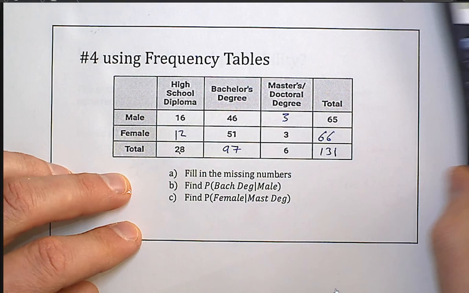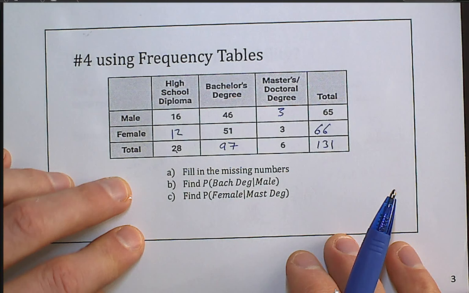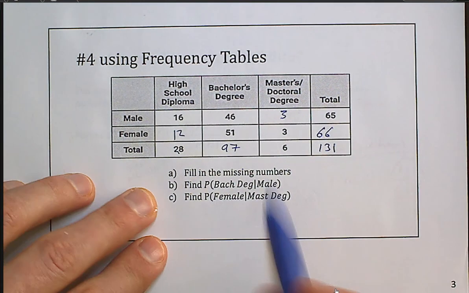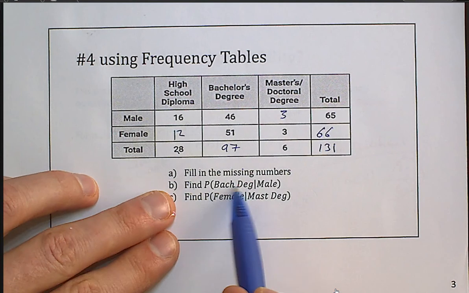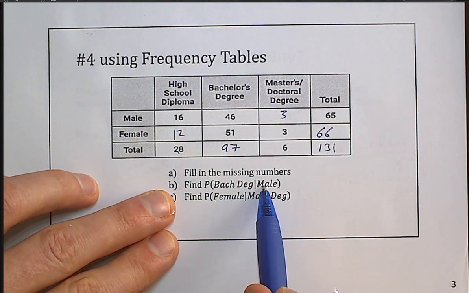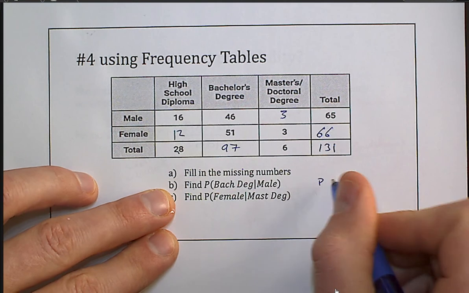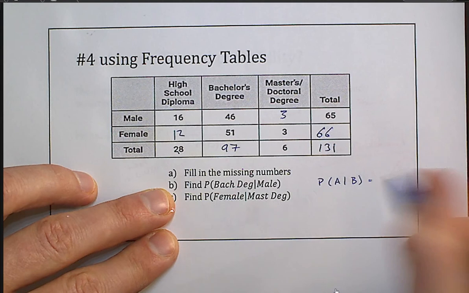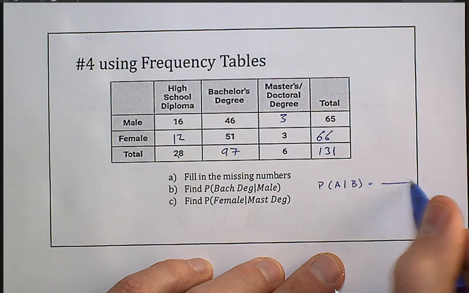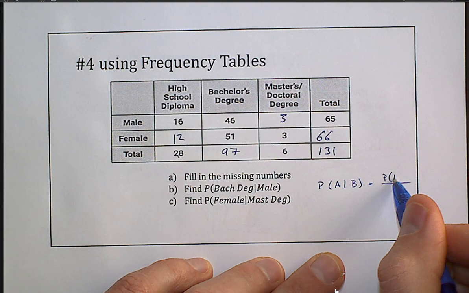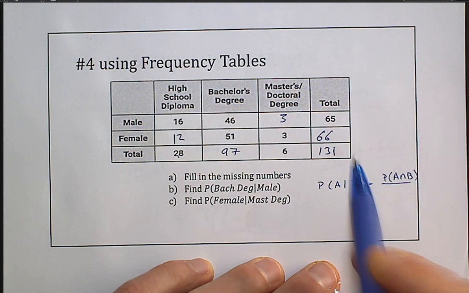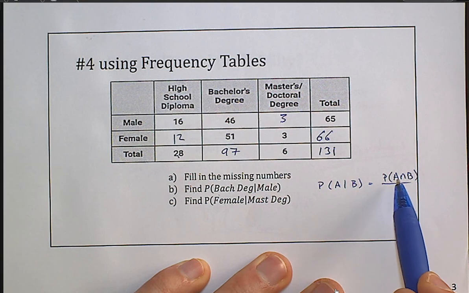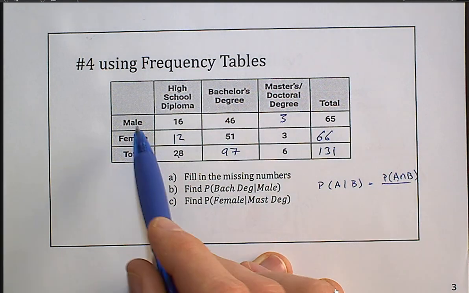Okay, now that we've got the frequency table filled, let's do some conditional probability. So find the probability that someone has a bachelor's degree given that they're a male. Probability that they have a bachelor's degree given that they're a male. Okay, so what's the intersection of that? If you wanted to use formulas, what's the intersection of the probability of a bachelor's degree given it's a male? Bachelor's degree given it's a male.